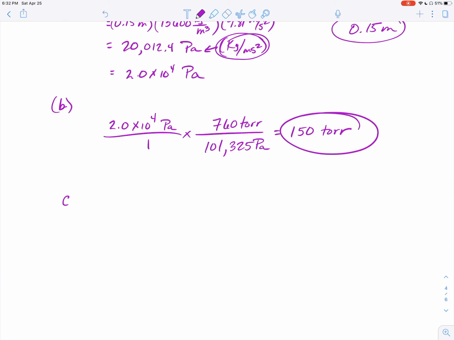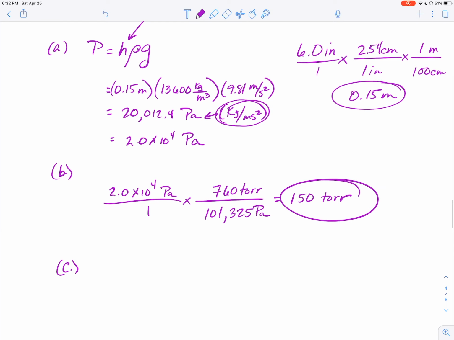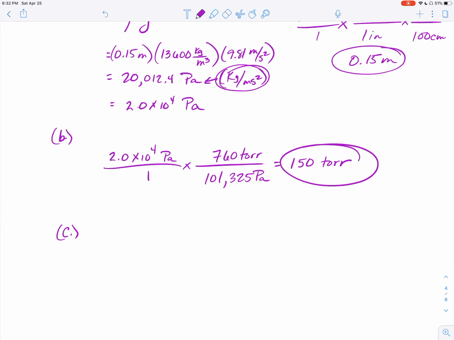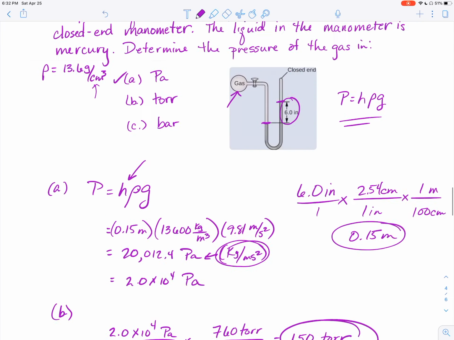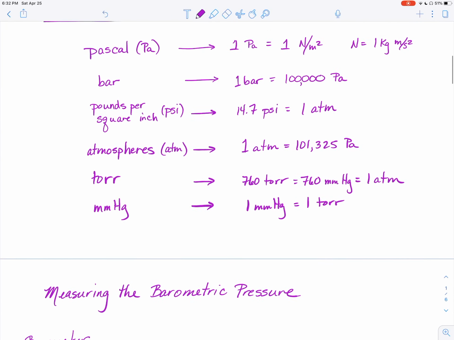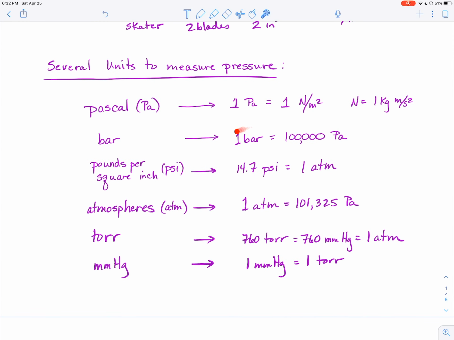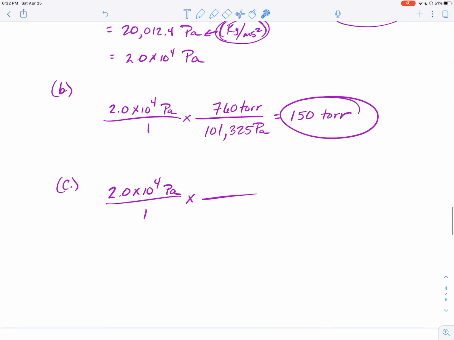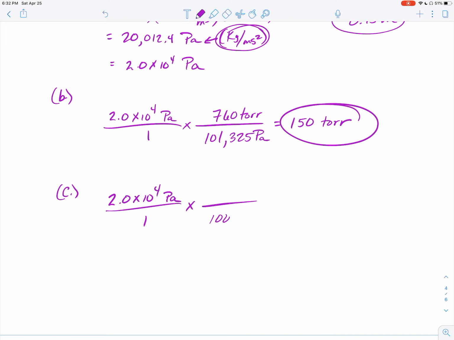All right. And let's do our third unit, and that's the bar. I'm just going to go ahead and use my original Pascal value, 2.0 times 10 to the fourth pascals. We can go back to our chart again, and it turns out that there's a really clear unit to use for conversion of bar. It's 100,000 pascals is equal to a bar, so that'll be pretty easy. So we'll go 100,000 pascals is equal to 1 bar. And that ends up giving us a value of 0.20 bars. And so that's that unit.